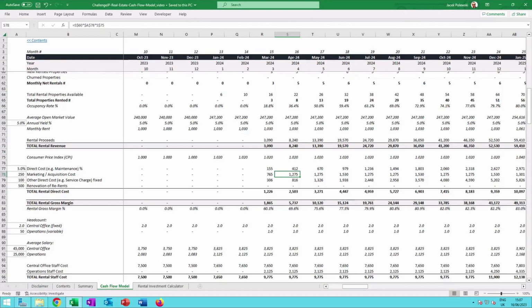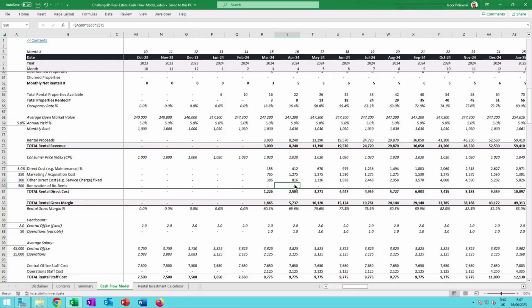So any costs relating to advertising the properties, or for example, any fees that you have to pay to an agent if you're using one. Then there will be some other direct costs. So those will be monthly costs, for example, like service charges, which in this case simply takes the number of properties rented times that cost and then applies a bit of inflation on top of that.